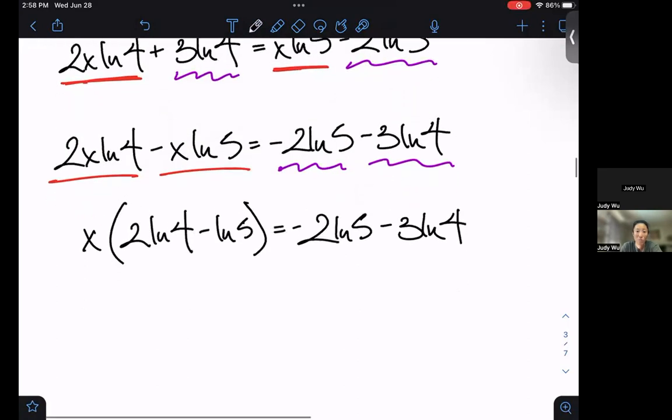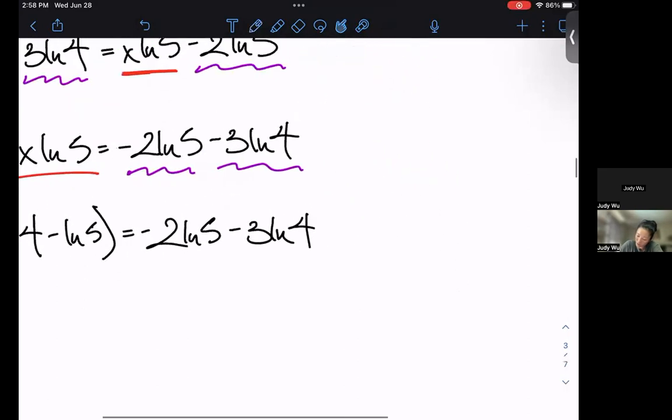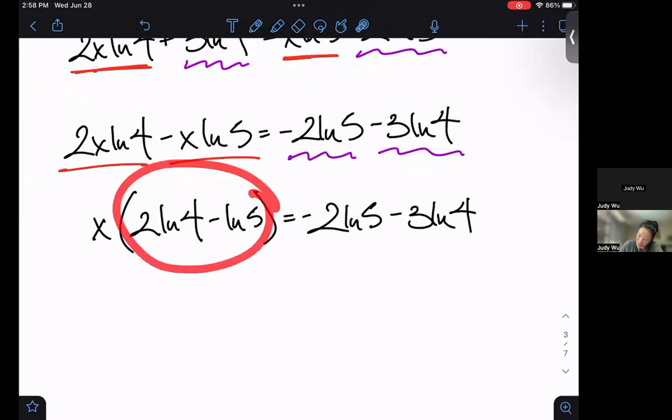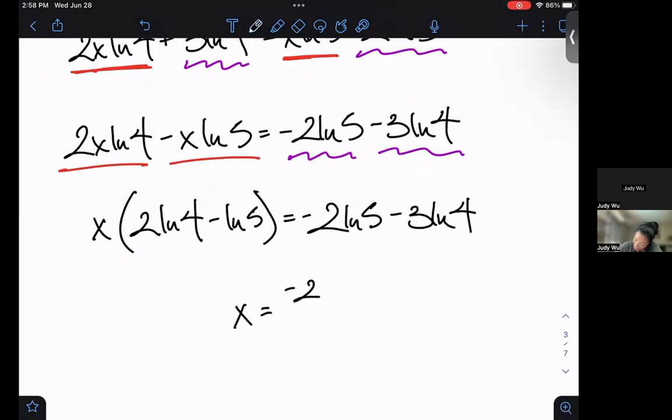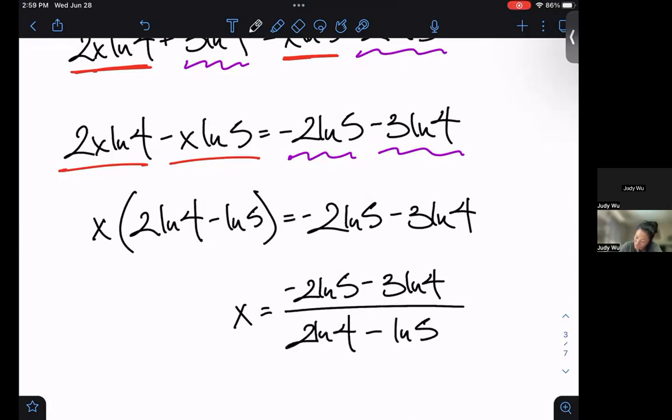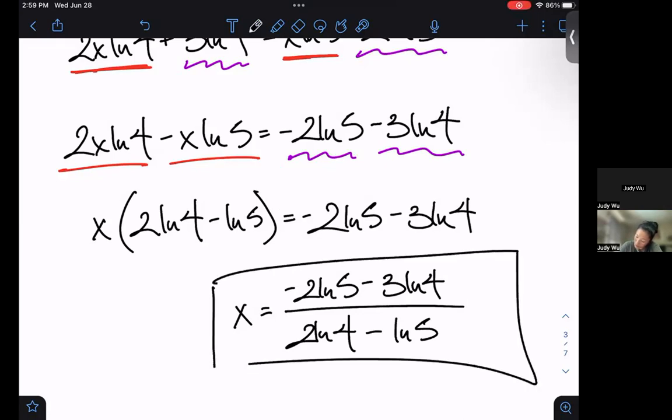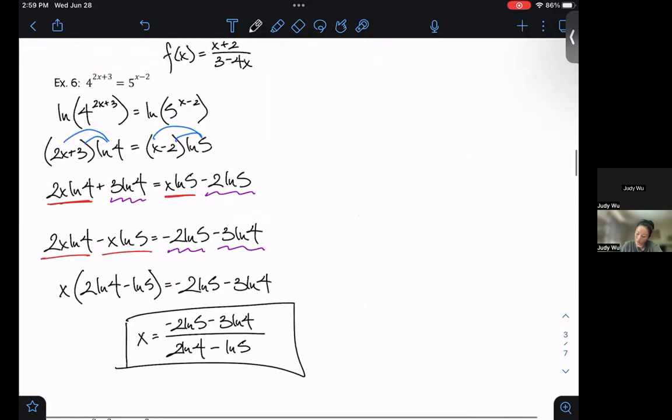And now if I want x, all I have to do is take this and divide it to the other side. So I get x equals negative 2 natural log 5 minus 3 natural log 4, over 2 natural log 4 minus natural log 5. And this, my friends, is the form in which I want to see our answers.